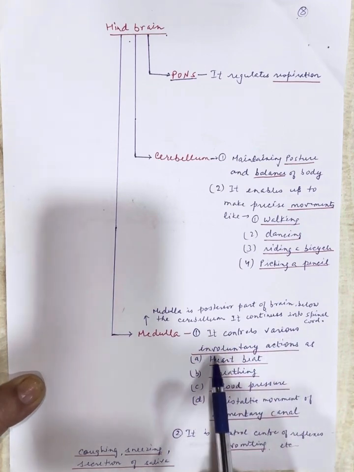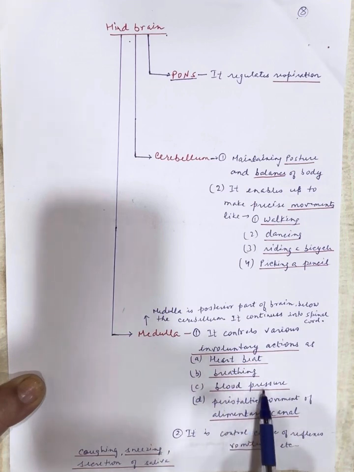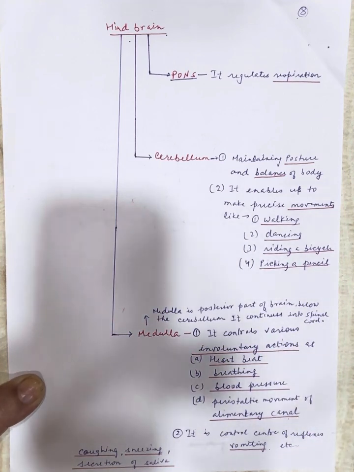The medulla controls various involuntary actions such as heartbeat, breathing, blood pressure and peristaltic movement of our alimentary canal. It is also the control center of reflexes like coughing, sneezing, vomiting and secretion of saliva, etc. This way it is also very helpful for us. Actually all parts of the brain are very important, each and every cell is very important. That's why its structure and functions both are very important, and we have to study it carefully.